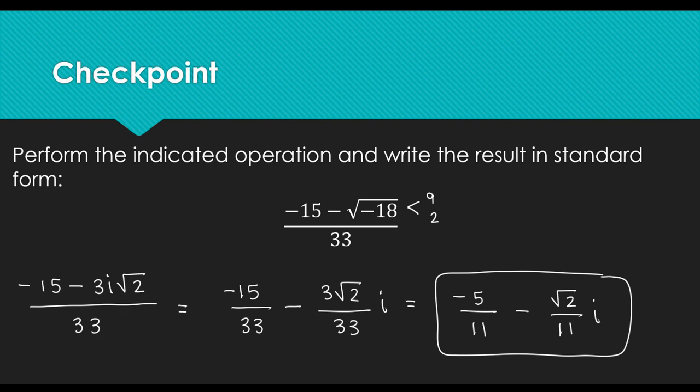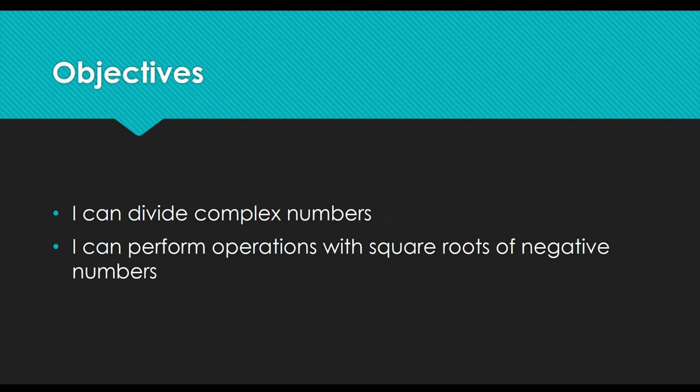Hopefully we were good with coming up with our answer. Once again, that imaginary number moved to the outside. Thought about 18 in terms of perfect squares. So 9 times 2, 9 was that perfect square, which is why the 3 moved to the outside. Broke those apart and then simplified down my fraction. And so that's us dividing complex numbers as well as performing operations with square roots of negative numbers.